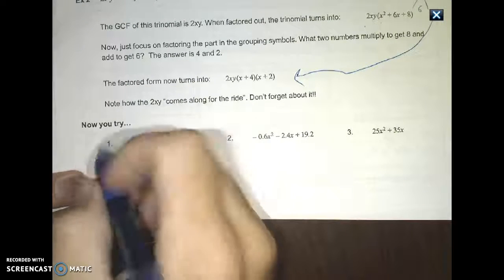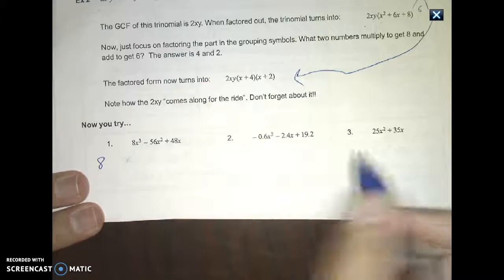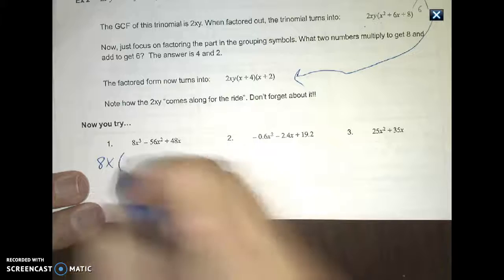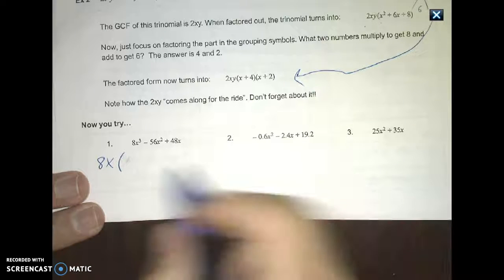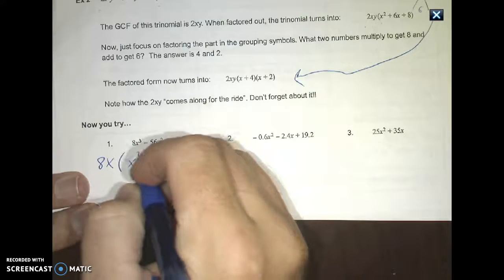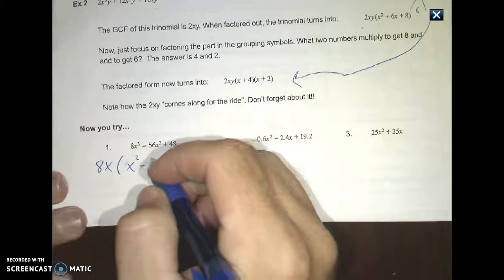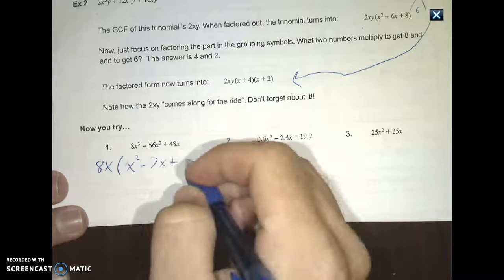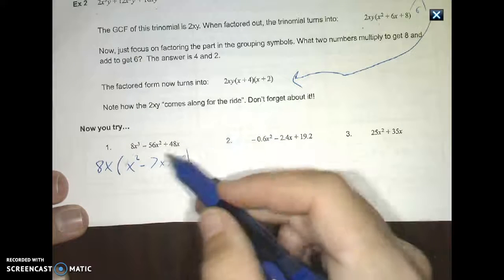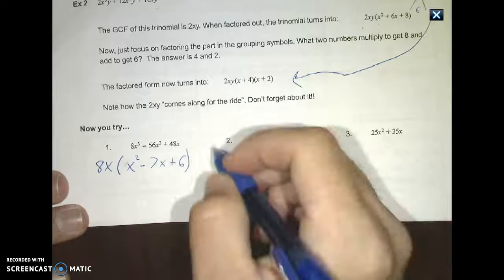Well, the highest number that can go into all of them is 8. X cubed, x squared, and x, all of them have an extra x. So if I divide each of these three terms by 8x, I'll be left with x squared minus 7x plus 6. I just divide each of these three terms by 8x.